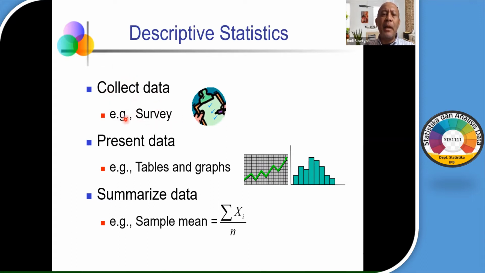And then after that, you present the data through tables and graphs, for example, like this. This is statistical data. And then after that, you summarize the data. You just inform about the mean, sample mean, with this formula, sigma xi divided by n. This is the sample mean. This is still descriptive statistics.